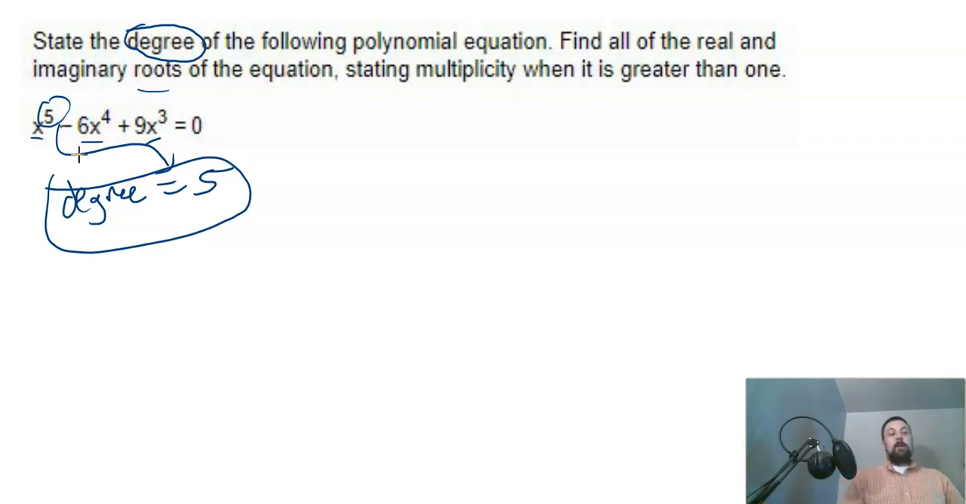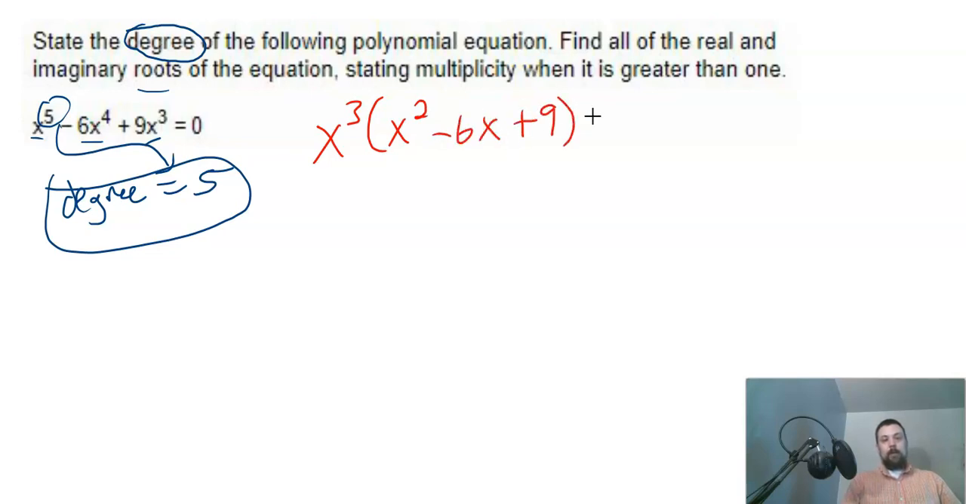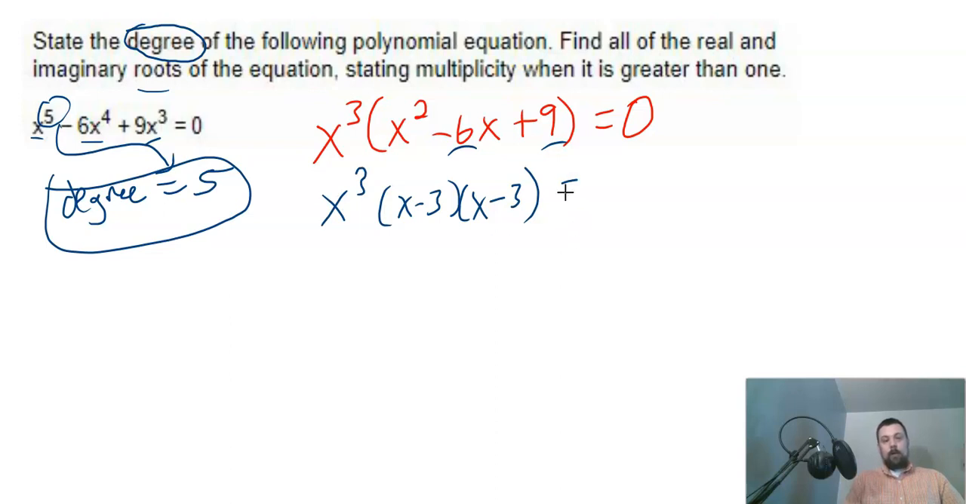All right. This one we can factor because notice x is a common factor in all three of these terms. We can factor out an x to the third power, and that's going to leave me with x squared minus 6x plus 9. And now that I have it down to a quadratic factor, I can factor it even further without having to use P's and Q's. I need to find two numbers that multiply to 9, add to negative 6. That'll be negative 3 and negative 3. And so we factored it all the way down.